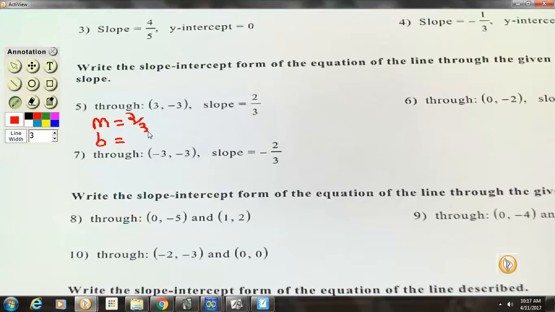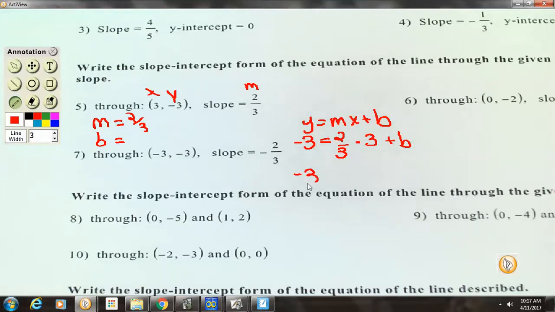Yes, that's an X and a Y value, and of course this is M. So we'll use Y equals MX plus B to help. What's our Y coordinate? -3. -3 equals, what's M? 2/3. 2/3 times X, 3 plus B. So 2/3 times 3 is 2 plus B. We'll subtract 2 from both sides, so B is -5.